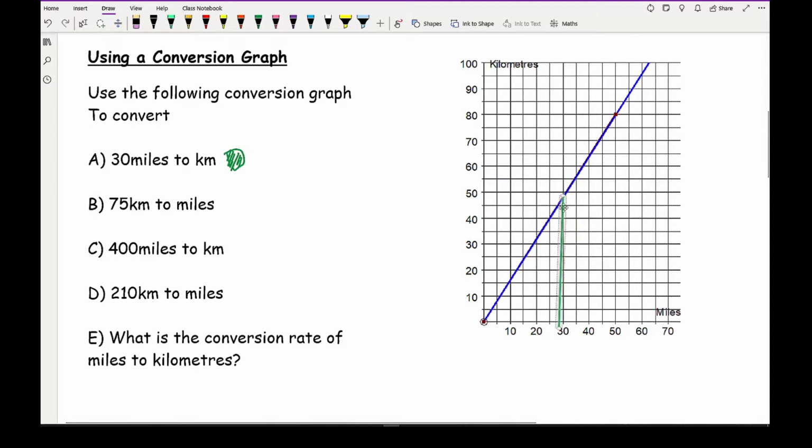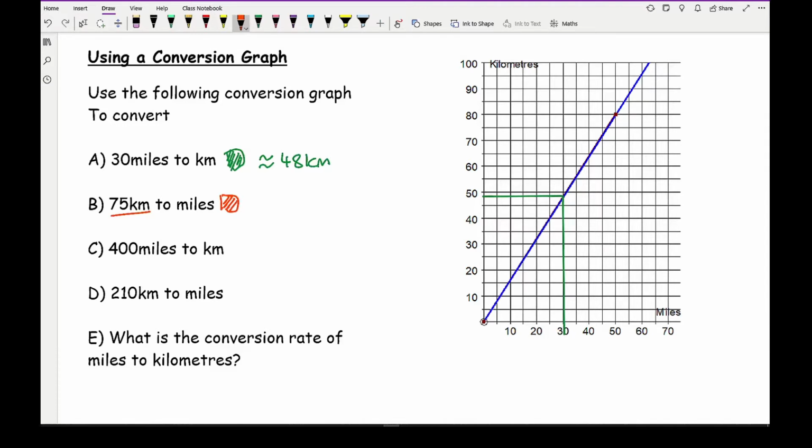And along that line, so let me just edit this like so. Once it hits that line, I then need to draw a straight horizontal line and read off the vertical axis to that point. I would say at a guess that's going to be about 48 kilometers.